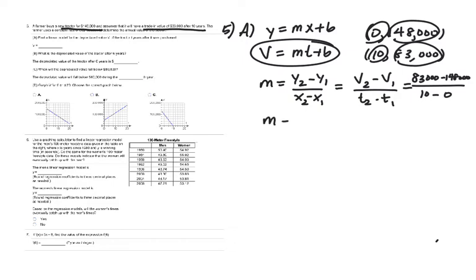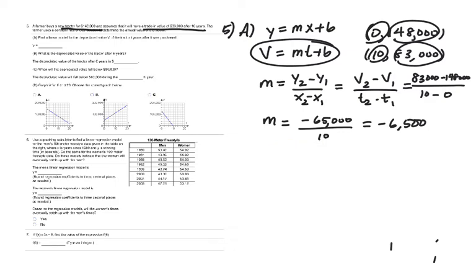Okay, so our slope or our rate of change will be 83,000 minus 148,000 will be a negative 65,000 divided by 10 minus 0, which is just 10. Okay, so we have a rate of change of a negative 6,500, and so that'll be our change in value over time. We reduce $6,500 for each year. Okay, or depreciate.